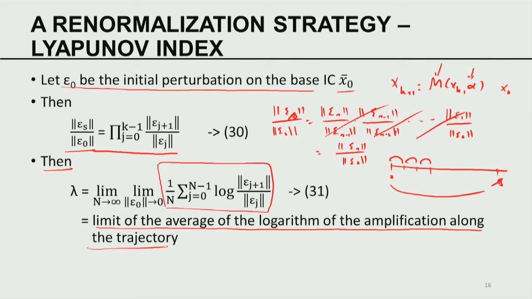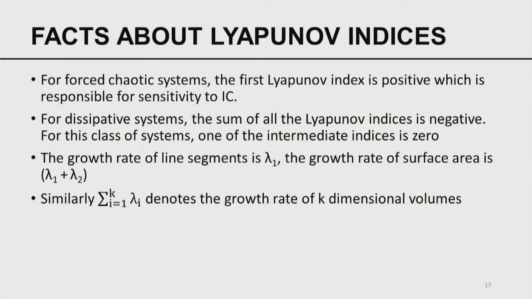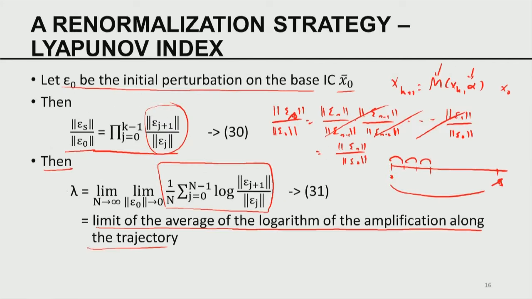And to be able to express 31, the key is in expressing the ratio of the errors, ratio of the norms of errors at time S to time 0 as the product of ratios at consecutive times. The product of the ratios at consecutive times, the numerator and denominator cancel, leaving behind epsilon S and epsilon naught. So, that is a very clever way of writing the ratio of the norms at time S to time 0. So, this is one of the ways of computing it.